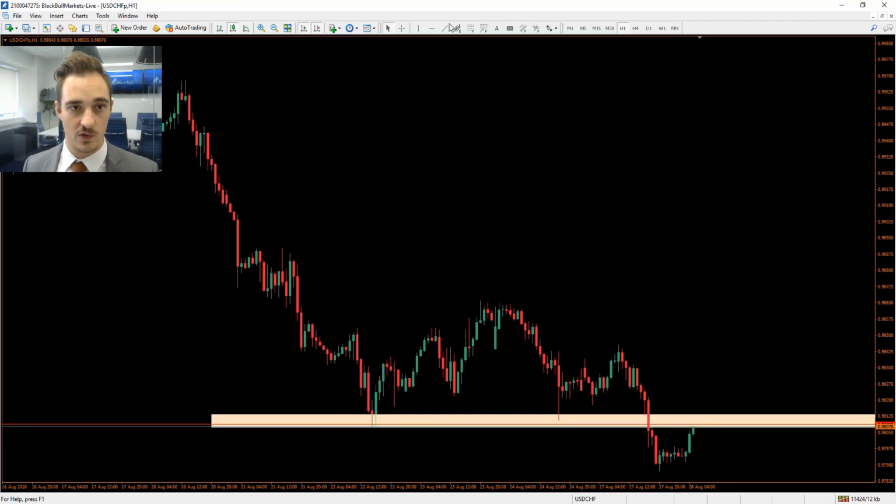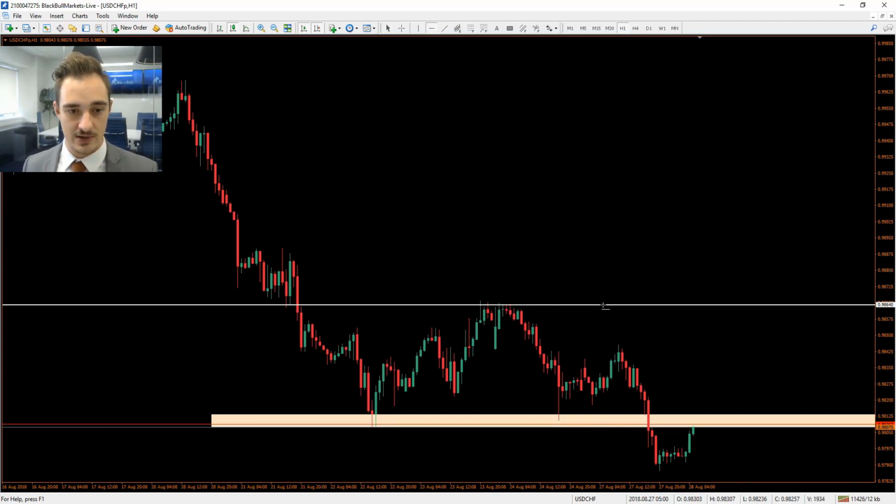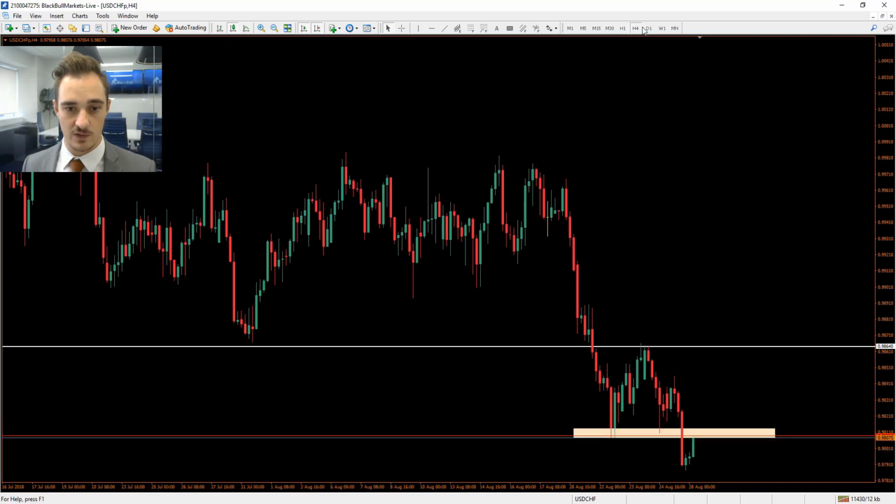If it does break, look for a move to around about this area over here, which is 0.9864 for me. So it's just roundabout, guys, around this area over here. That is where we could look for resistance. If it does break past, we could look for further moves.